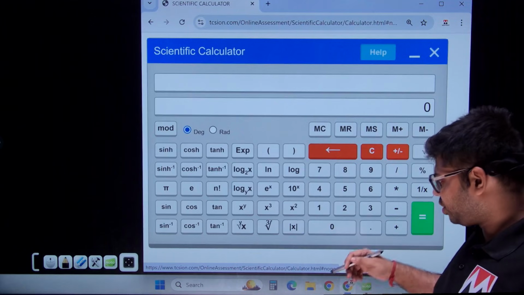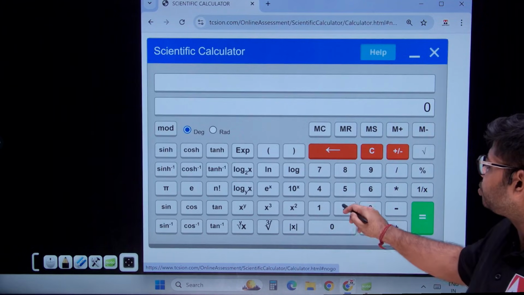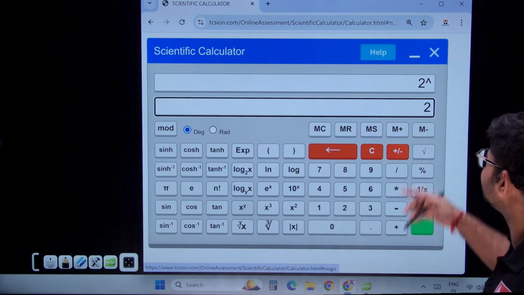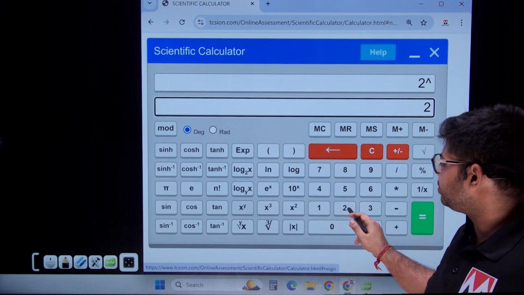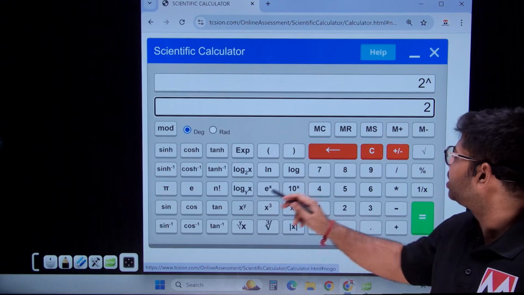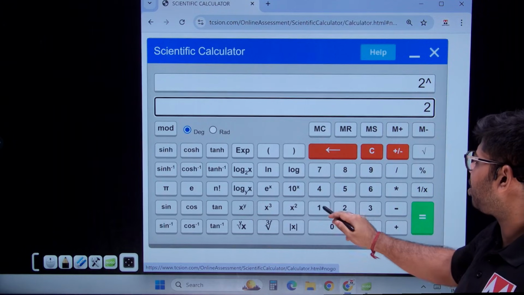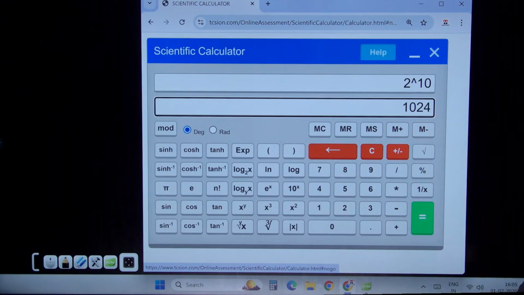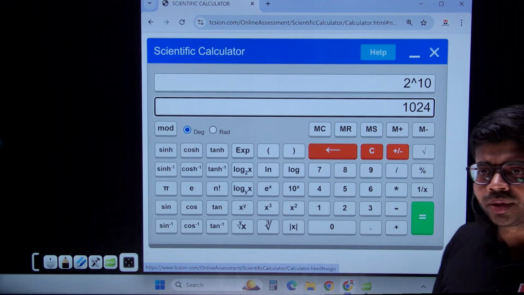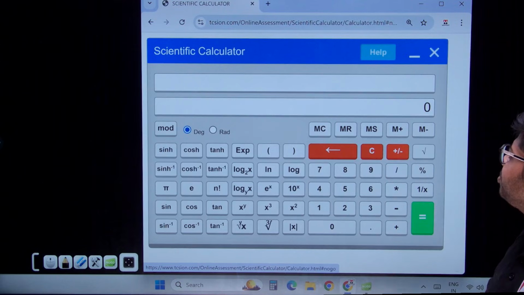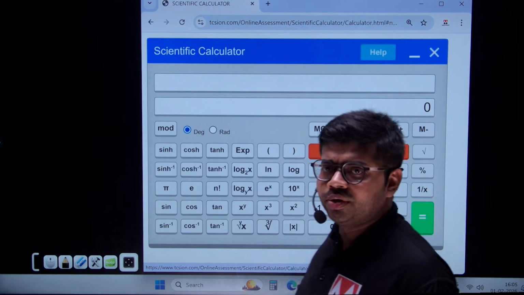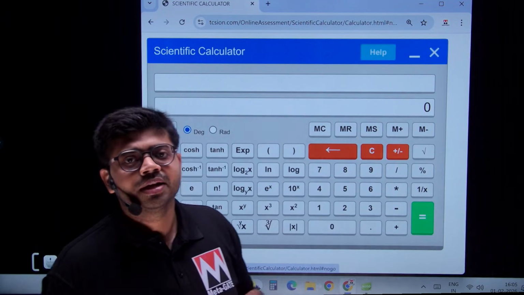But suppose I want 2 to the power 10. Okay. So 2 to the power 10, you see, first you click on 2 and then on this function. So it is asking you how much is the power. So I'll just put 10. So it is 1024. Okay. This is how to use the GATE calculator to its maximum and increase your score.